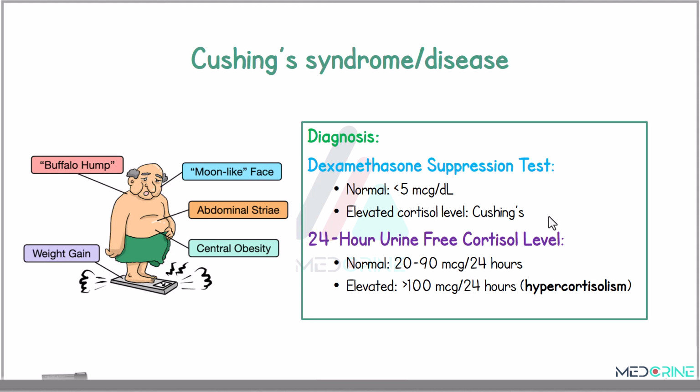The diagnosis of Cushing syndrome and Cushing's disease includes the dexamethasone suppression test. In this test, normal individuals' cortisol drops below 5 micrograms per deciliter, and in patients with Cushing's disease, cortisol remains elevated. The 24-hour urine-free cortisol level is also measured, where a normal range is between 20 to 90 micrograms per 24 hours. Any levels above 100 micrograms in 24 hours indicate a presence of hypercortisolism.